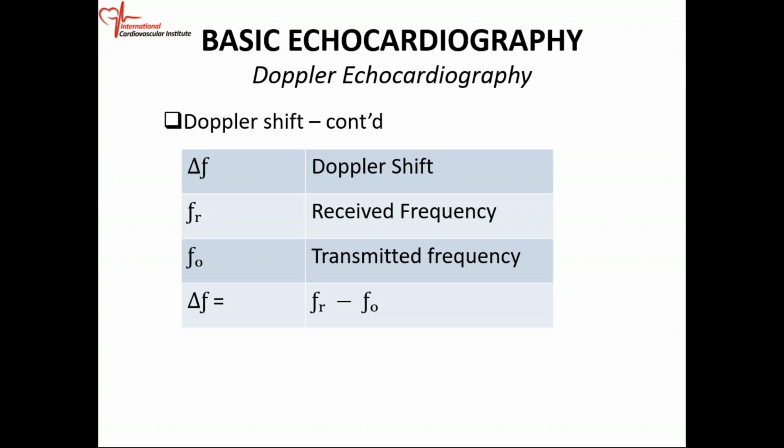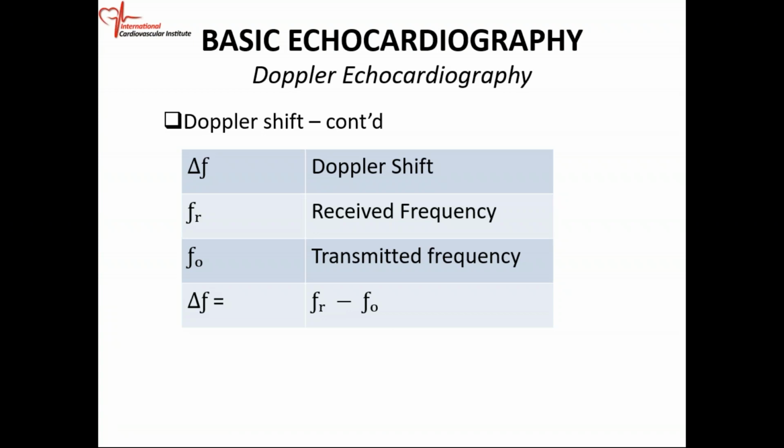So the two frequencies that you have to concentrate on are the transmitted and the received. The transmitted frequency is usually fixed, and the receive frequency varies depending on whether the moving source of sound is moving towards you or moving away from you. Similarly, if it's moving towards the transducer, then the receive frequency is going to be increased. If it's moving away, then the receive frequency is going to be decreased. And so the Doppler shift is the difference in the receive frequency and the transmitted frequency. It's a shift. Okay. Again, transmitted frequency is going to be fixed.